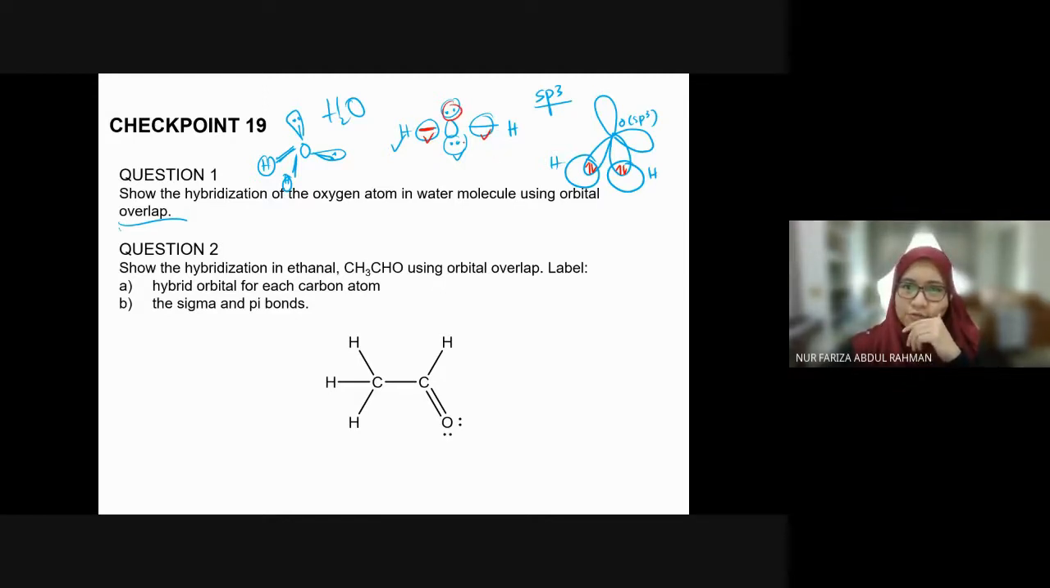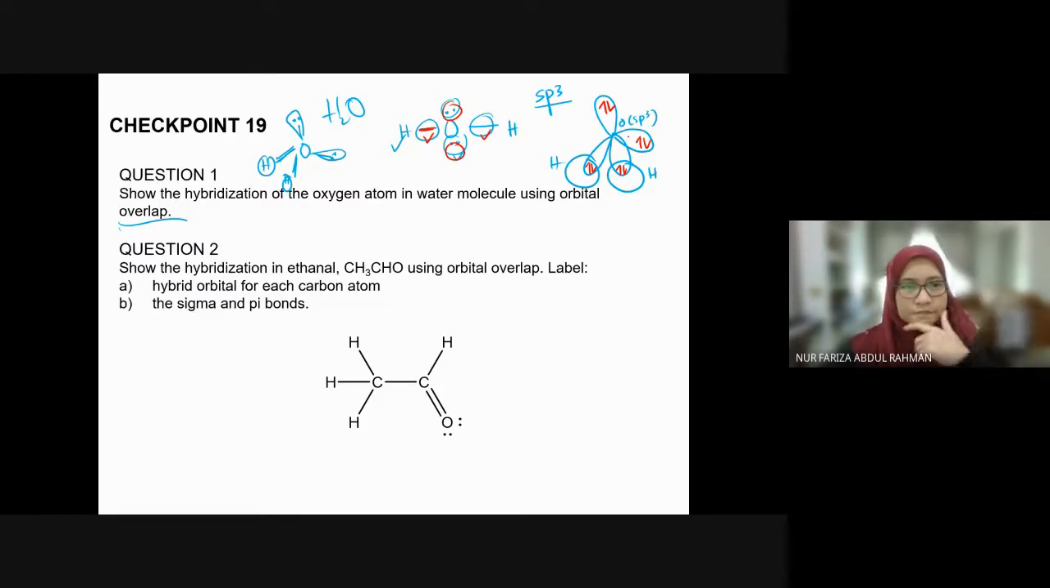And then these two lone pairs, how do you represent this? Dekat situ. Yep, dah settle for H2O for the orbital overlap. Okay, again for your practice, try to prepare the orbital diagram for H2O. Just for your practice.